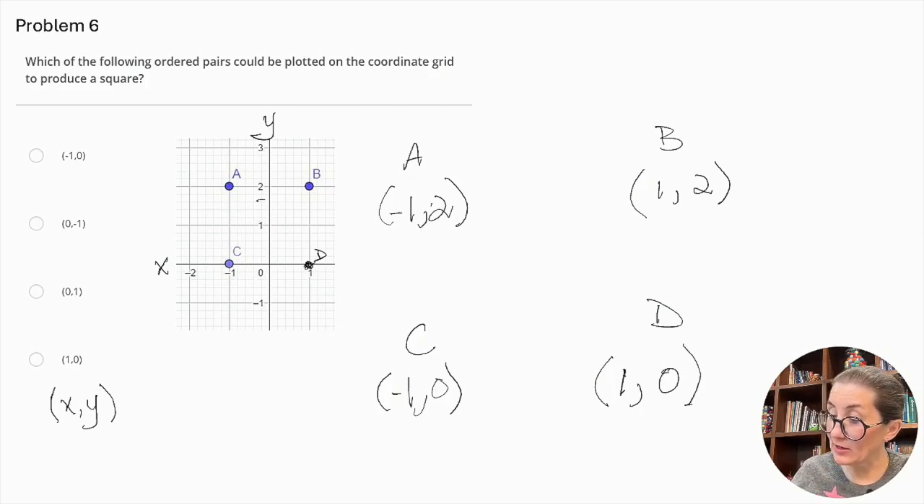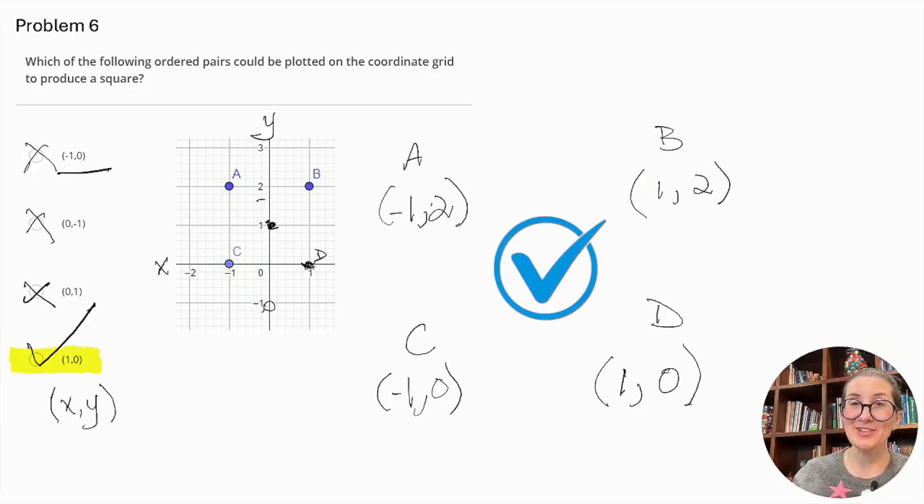All right, let's look at each of these. -1 and 0 is not the new coordinate because that was already C. 0 and -1 would be here, so that's not correct. 0 and 1 would be here, so that's not correct. And we know that D is at 1 and 0, and so that is the correct answer.